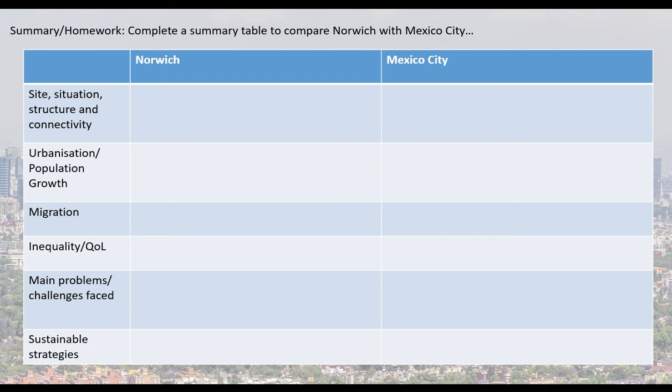Migration: where are the main people coming into Norwich from? What is the most predominant international migration in Norwich from, and where's it going to? And in Mexico City, how is that different or similar? Inequality and quality of life, again, compare the differences, similarities.